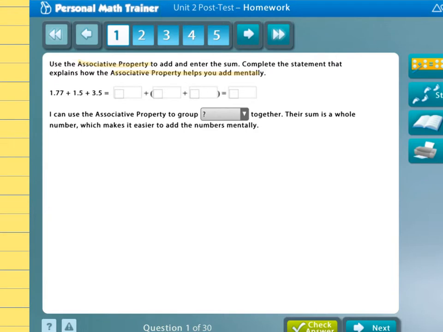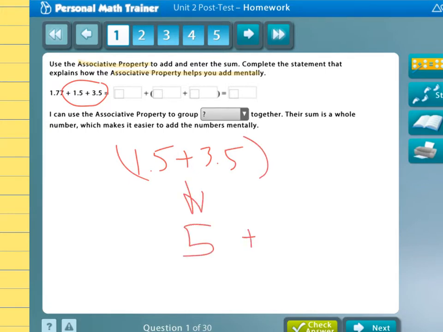They're asking us to use the associative property, which is the buddy property or the hug it out property, to help solve this problem. So you're looking for numbers that are compatible. The first numbers I see are these two numbers. They're compatible numbers, so I'm going to group those together, 1.5 and 3.5. That is an easy number to add in my head. That's 5, and then I just add the 1.77 to that to get an answer of 6.77, or 6 and 77/100ths. So look for numbers that are compatible.